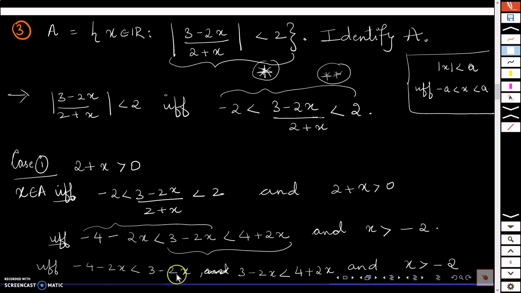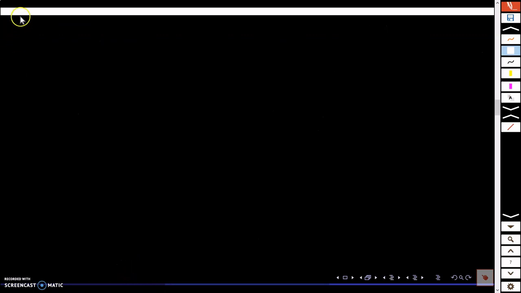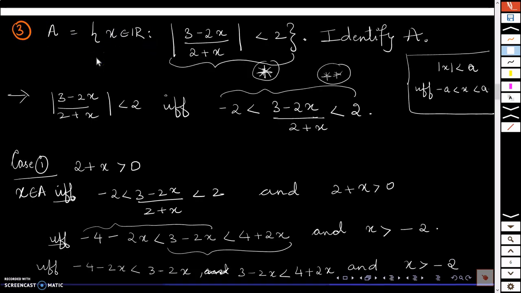So minus 2x and minus 2x here, when I transfer this minus 2x this side, that will disappear with this 2x, and I'll be left with the expression minus 4 is strictly less than 3. So that is if and only if minus 4 is strictly less than 3, the first condition.